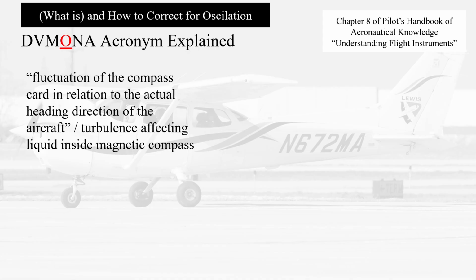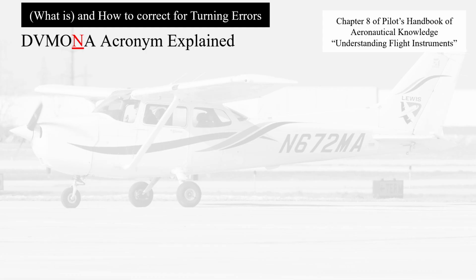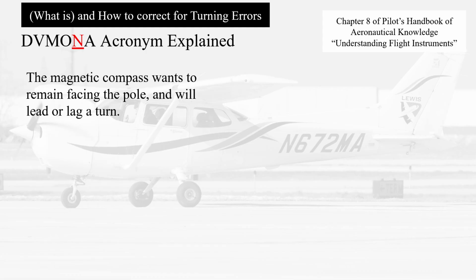So you can be in a much colder environment, but your magnetic compass will still function. What is and how to correct for the turning errors? These are the most difficult ones to understand, but I'm going to try to explain it as clearly as I can. Basically, the magnetic compass is going to want to remain facing that pole.